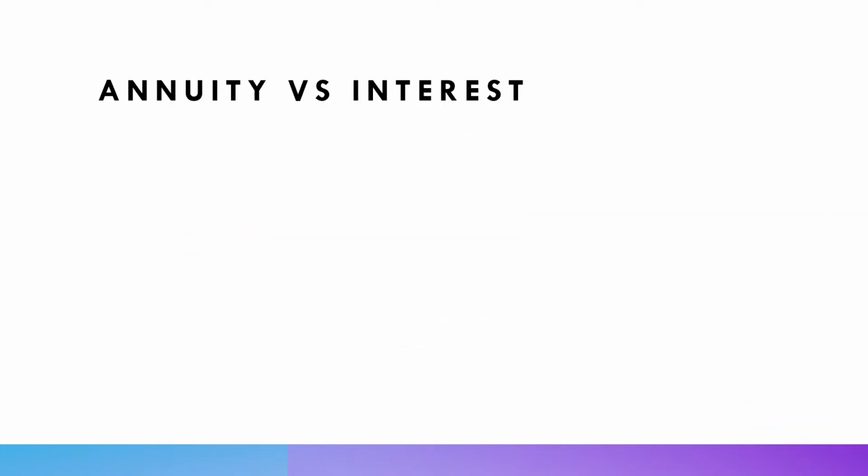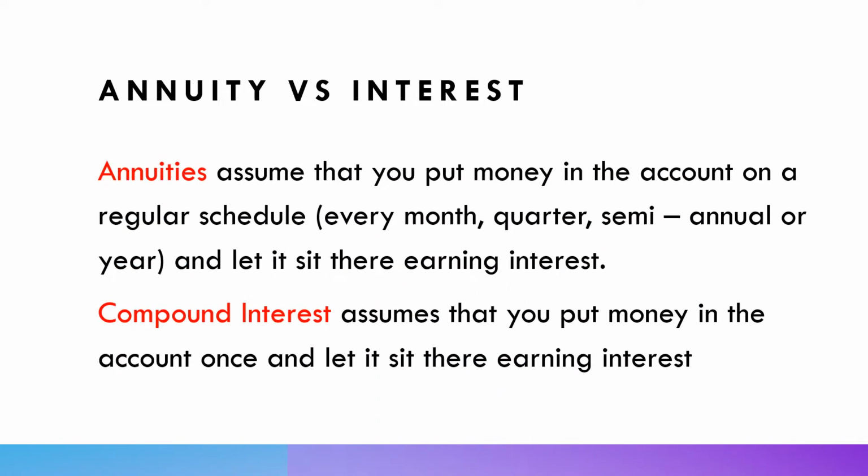Let us compare annuity and interest, and how they differ from each other. It is said that annuity assumes that you put money in the account on a regular schedule. So you have a schedule, either every month, every quarter, every semi-annual, or yearly, and let it sit there earning interest. So you deposit money monthly or quarterly, it keeps growing, and you just let it earn interest while you are also saving or making deposits there.